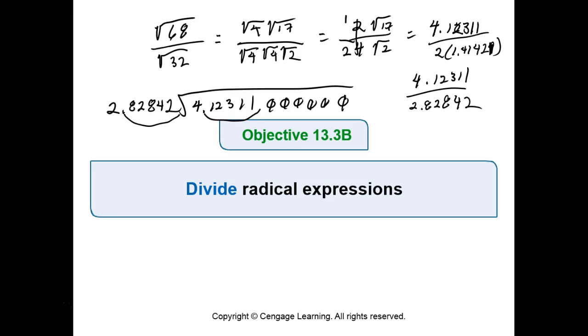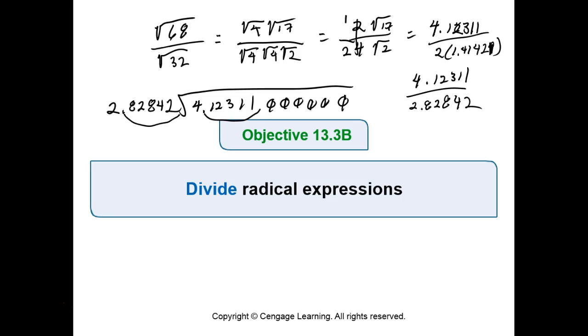Oh, and someone got a calculator. I'm cheating. Do 4.12311 divided by 2.82842. But don't give me the answer yet. Get it down. Here's what they did.